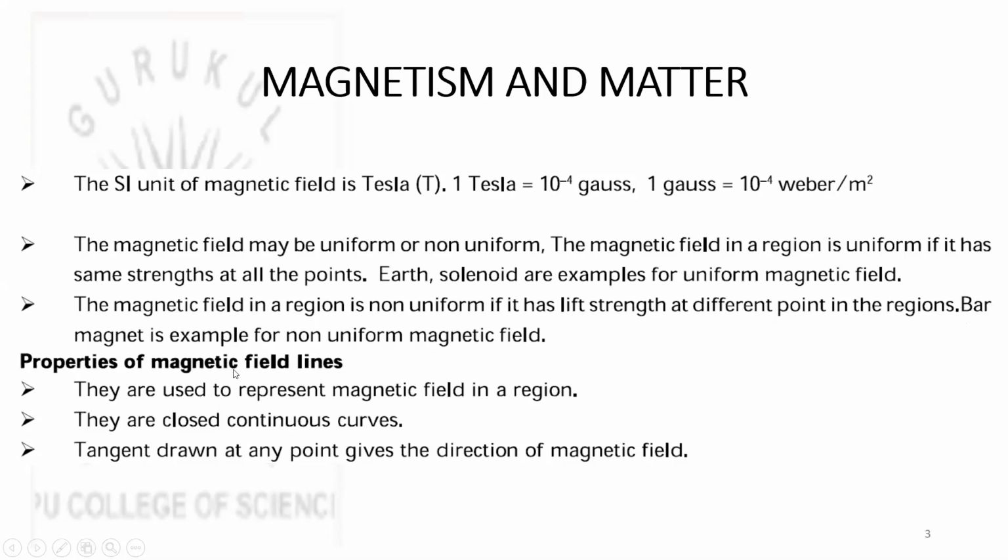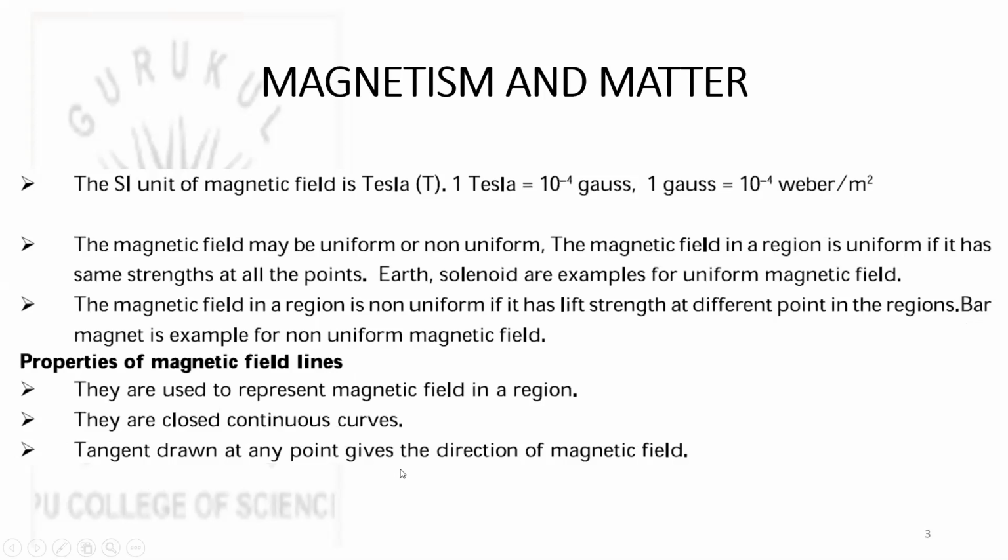Then to represent magnetic field graphically, we can use magnetic field lines, just like electric field lines. These magnetic field lines are used to represent the magnetic field in a region. They are closed continuous curves. This is the difference between magnetic field lines and electric field lines: electric field lines are not closed curves, but magnetic field lines are closed curves.